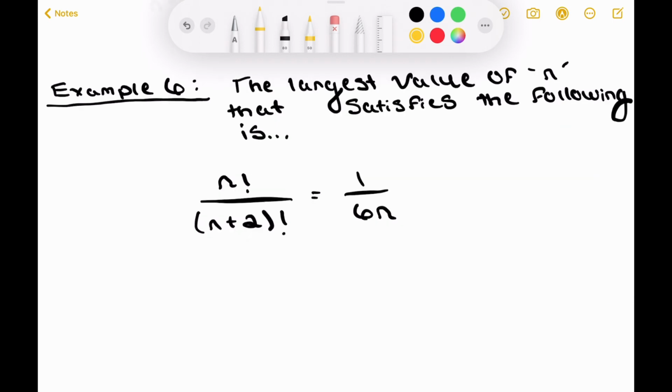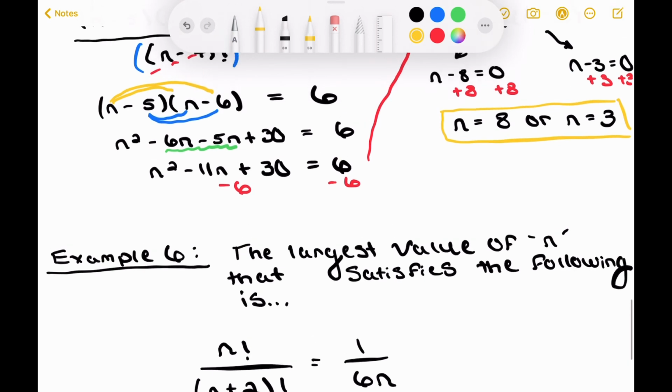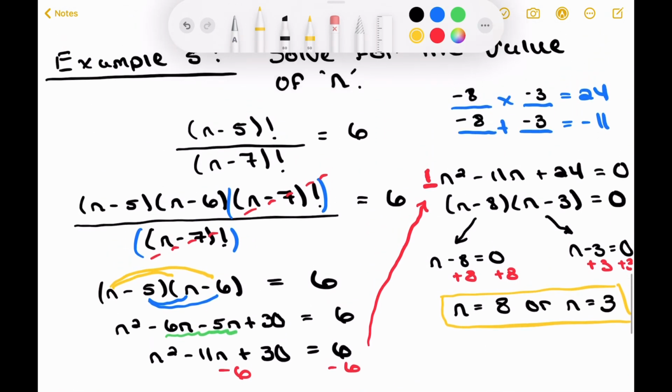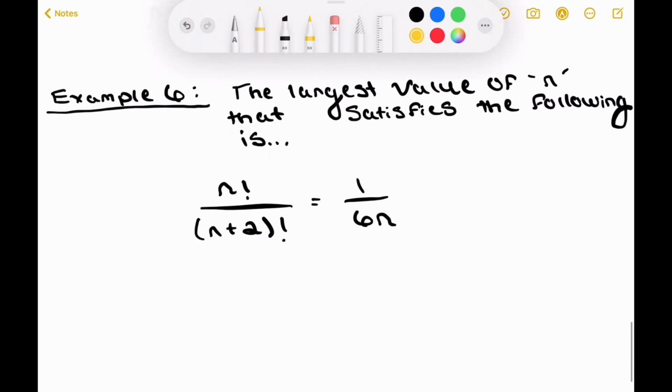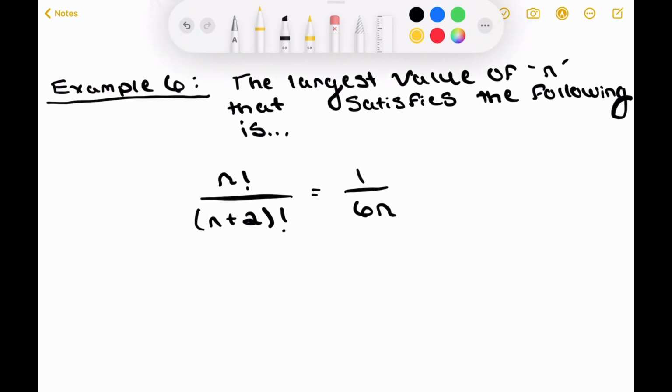Finally, let's take a look at an example that is very similar to the last one, except we're looking for the largest value of n that satisfies the following. So in example 5, we got two solutions. If we're faced with the same type of question, we would say, well, n is the largest value. It's the largest n value that applies and makes this equal, so that would be our solution. So we're going to do the same type of steps as we did in this problem, but now we're just going to replicate it and then only choose our largest value.